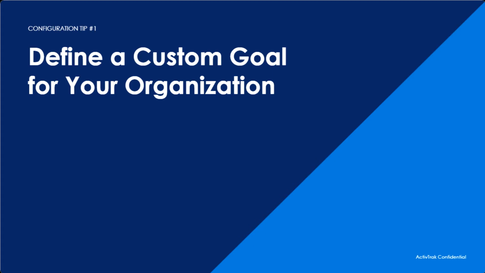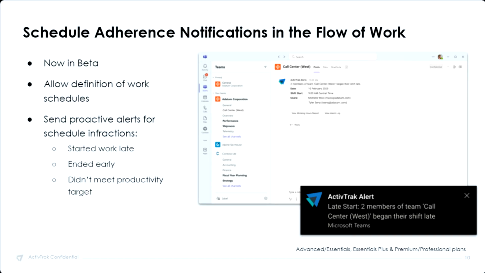All right. So speaking of that, we have some schedule adherence notifications. These are, like I said, in beta for defining that schedule that I showed you within the account. And we also have the ability to send proactive alerts where if somebody started work late, they are 45 minutes too late to their scheduled start time, we can send a quick notification to MS Teams, to Slack, and let you know that, hey, both Bobby and Bill are late for their schedule.